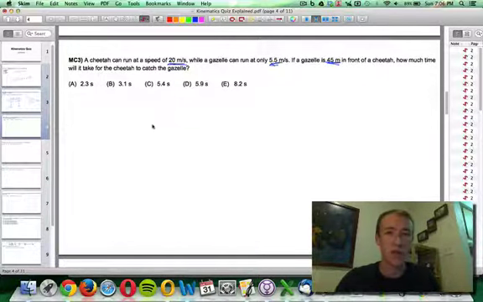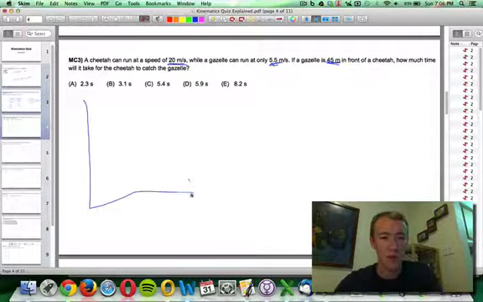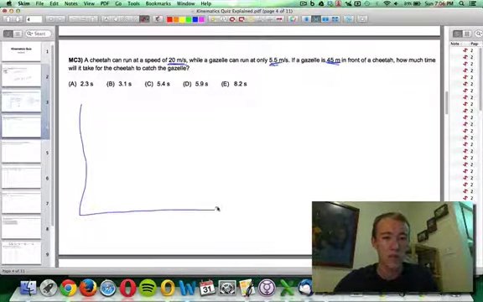It happens a lot in physics. There's math, there's graphing, reading. All of these things can be useful in visualizing a problem. So let's graph this. Let's imagine we have a position time graph here.